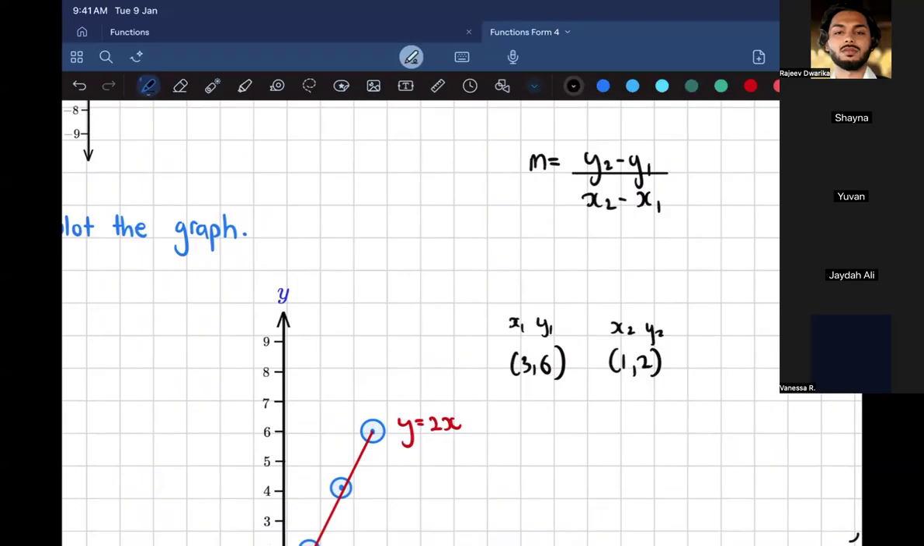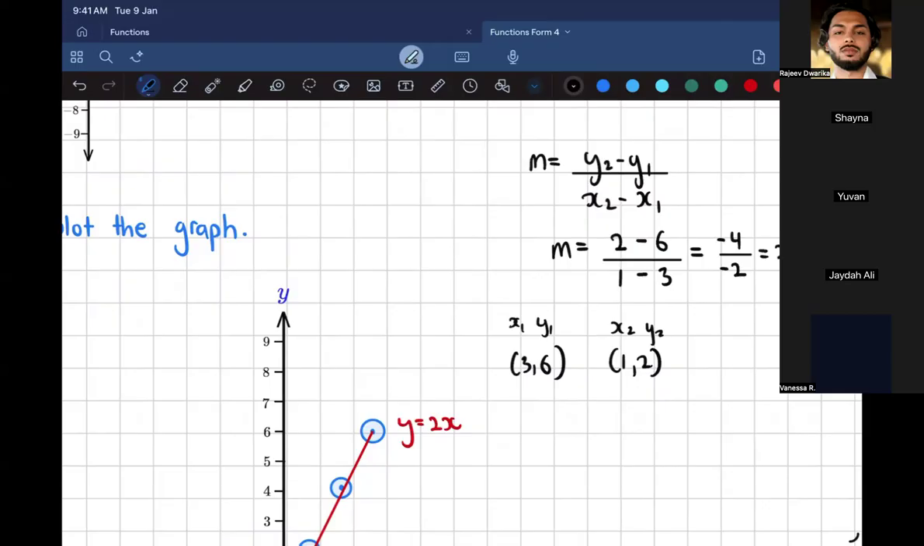Yeah. Okay. And so y2 here is 2 minus y1. y1 is 6. Okay. x2 is what? x2 gonna be 1. Right? What is x1? Huh? What is x1? x1 is 3. Right. What is 2 minus 6? 2 minus 6 will be -4. Right. What is 1 minus 3? -2. A negative divided by a negative is a positive, and 2 into 4 is 2.